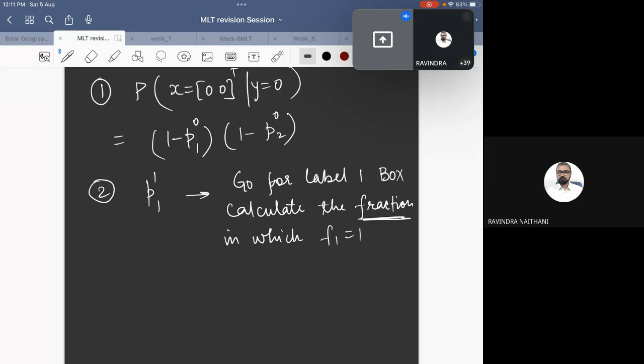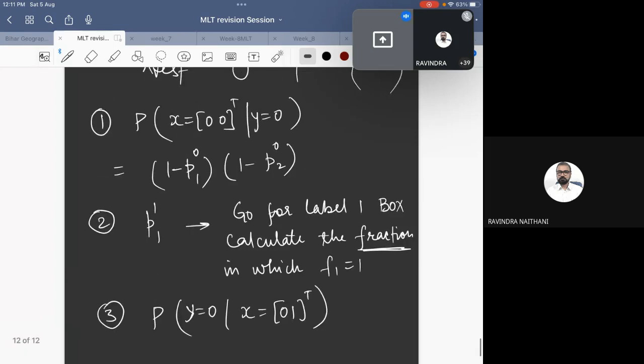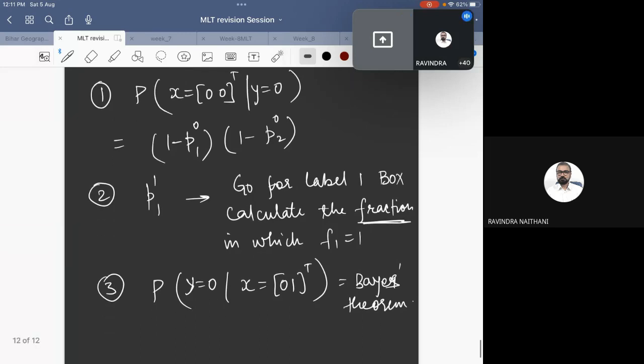And the third step is you can be asked to calculate the probability of something, y equals, for example, label 0, given the data point x equals 0, 1. So these three things, and for this you can use Bayes theorem to solve. For the prediction, we have to calculate this probability for both the 0 and 1 classes, and then whichever is greater, accordingly the prediction is to be made.